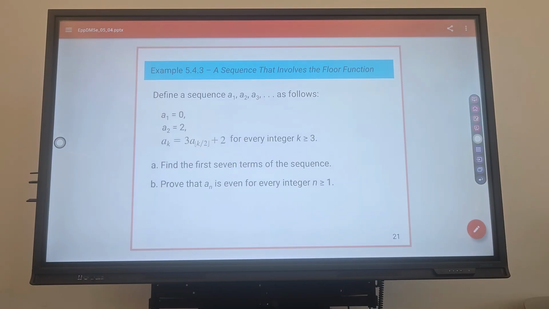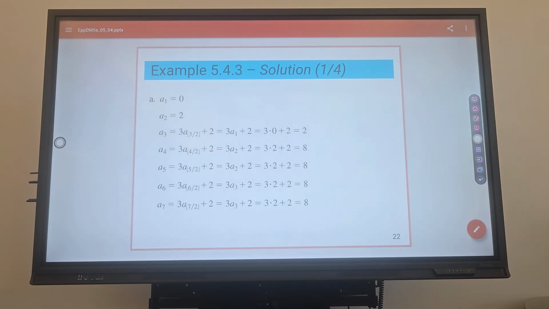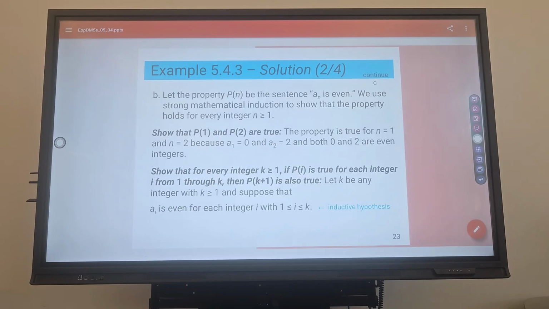Well, A sub 1 is 0, A sub 2 is 2, 2, 8, 8, 8, 8. So let the property P of n be the sentence A sub n is even. We use strong mathematical induction to show the property holds true for every integer n greater than or equal to 1.